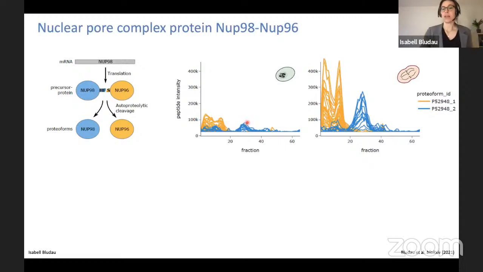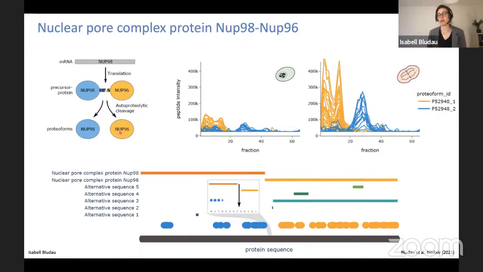profile. If we now want to see whether these two proteoform groups determined by Kopf actually correspond to these two proteoforms, we mapped all of the peptides to the protein sequence, and you can see that all of the blue peptides map to the N-terminal region of the protein, whereas all of the orange peptides map to the C-terminal region. And the autoproteolytic cleavage site actually lies exactly in the middle. So this was for us a very nice proof of concept.